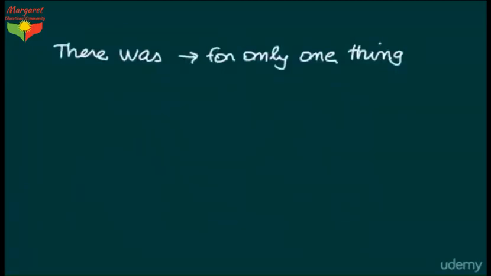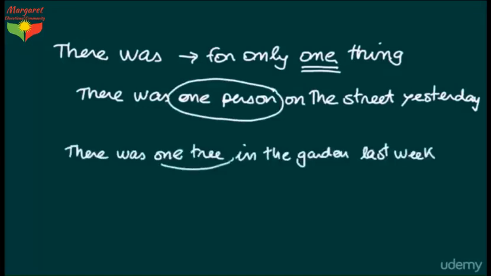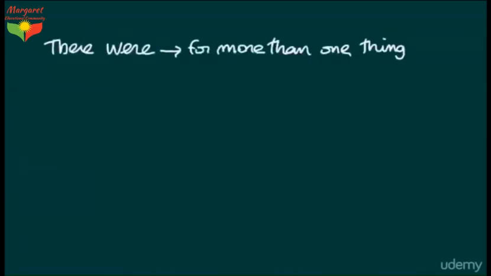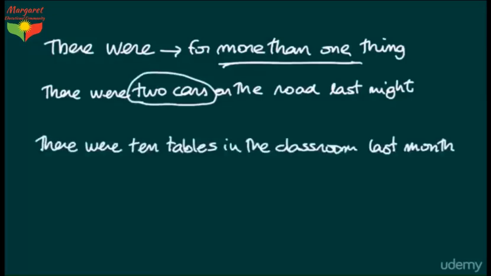We use there was when there was only one thing. For example, there was one person on the street yesterday. There was one tree in the garden last week. We use there were when there were more than one thing. For example, there were 2 cars on the road last night. There were 10 tables in the classroom last month.